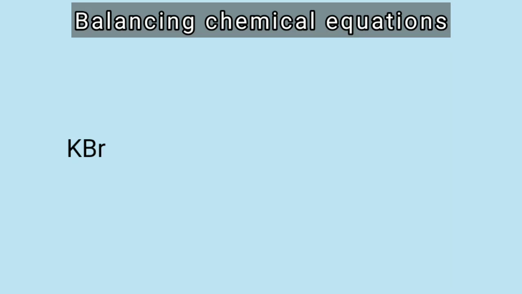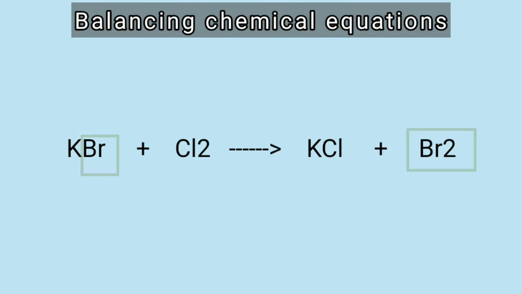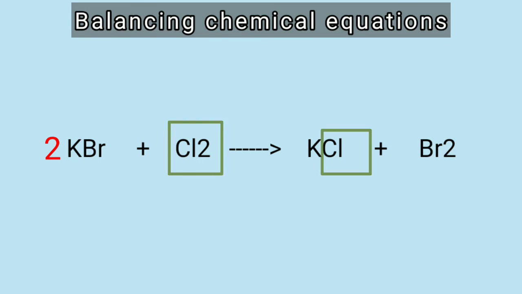In the next equation, potassium bromide reacts with chlorine to form potassium chloride and bromine. We have one bromine atom on the reactant side and 2 bromine atoms on the product side. We will equalize that by writing 2 as a coefficient for potassium bromide. Chlorine atoms we have 1 on the right side and 2 on the left side. We will equalize that by writing 2 as a coefficient of potassium chloride. All atoms on the reactant and product side are equal and the equation is balanced now.